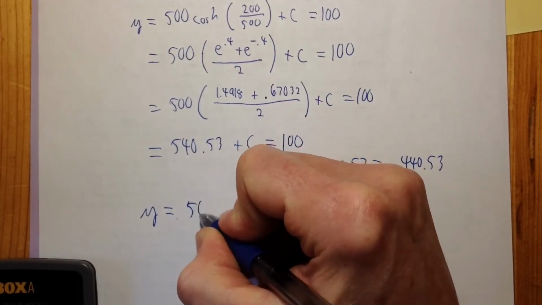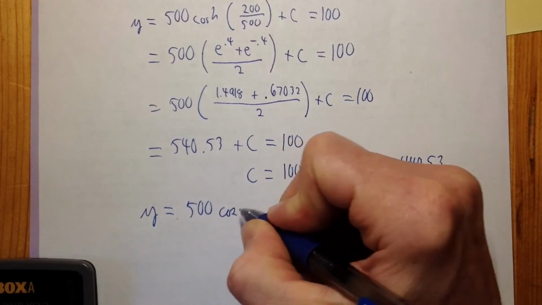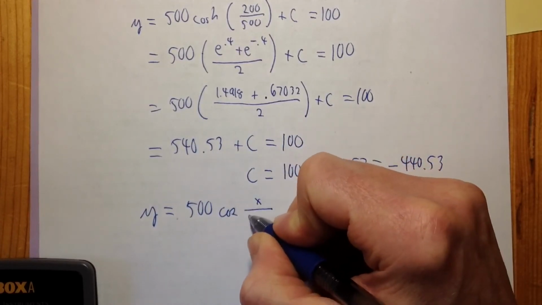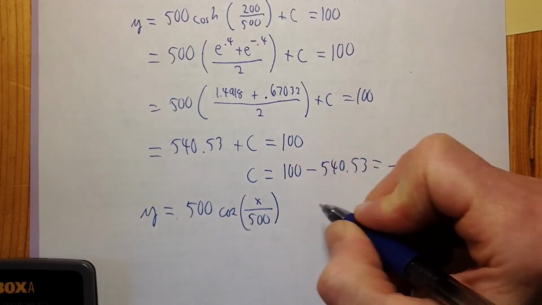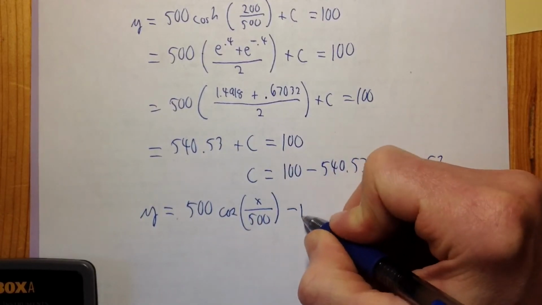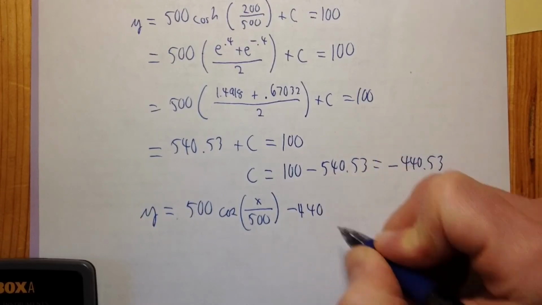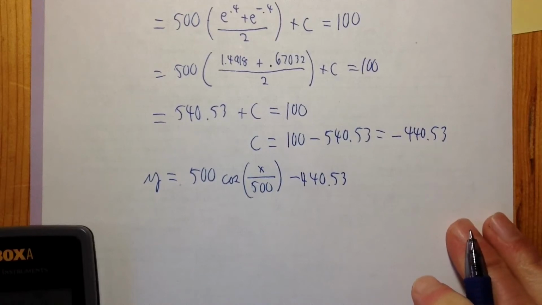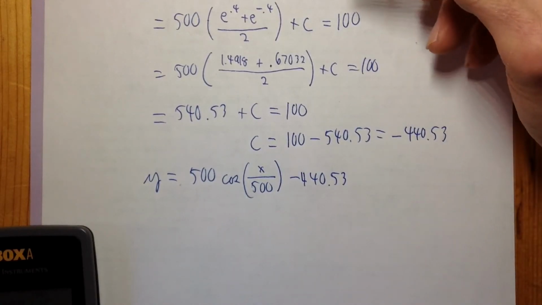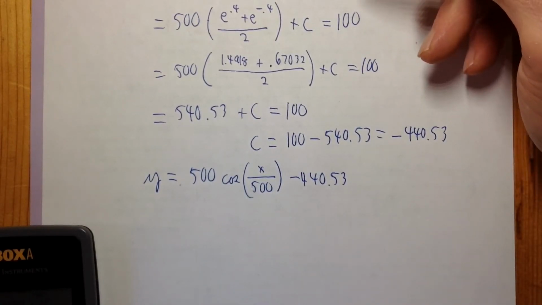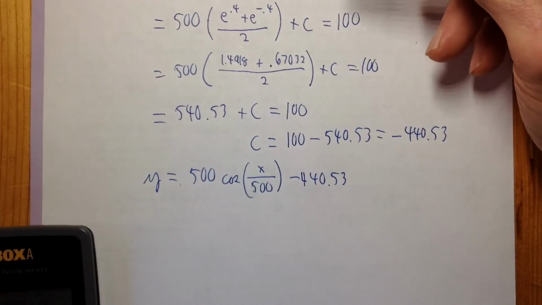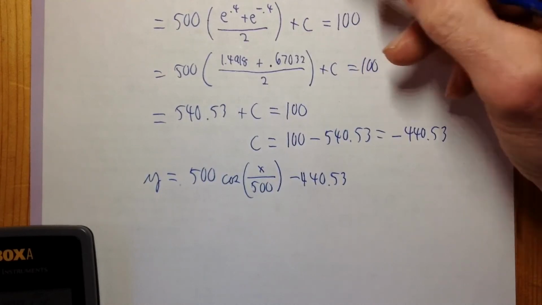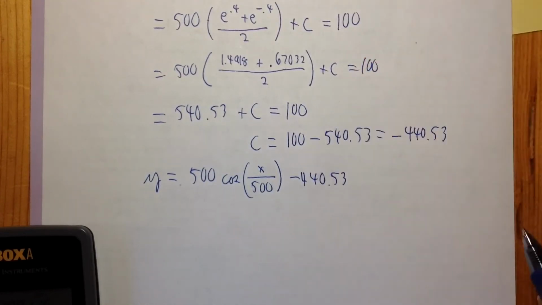Okay, so our formula for the hanging cable shape is now: the height at any point x is 500 cosh of x over 500 minus 440.53. That's our formula now. We figured out all the constants. They told us that a is equal to 500 because they're nice. That's just something you have to know. And h equals 0, if we use the center point as the x center, and we just made that 0. So there's our formula.